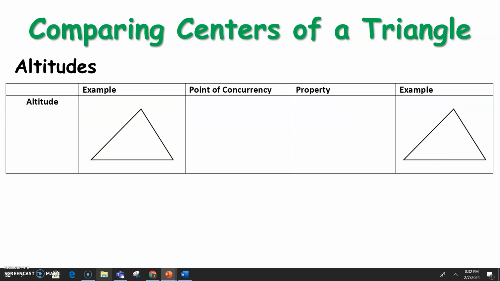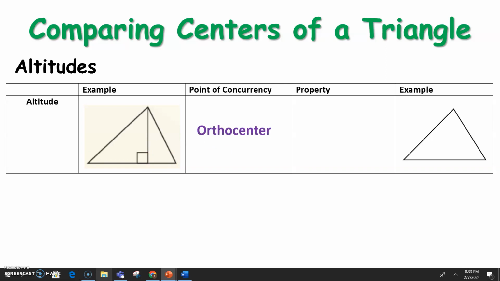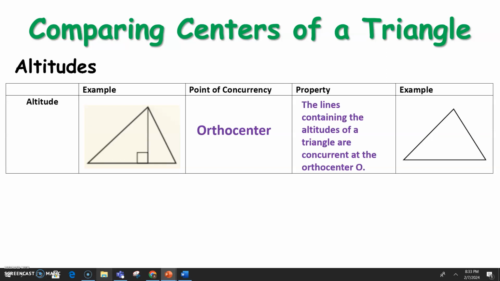Lastly, we learned about altitudes, and we said an altitude was kind of like the height of the triangle, and it was constructed using a perpendicular line from the vertex to the base of a triangle. If we drew all of these, we got what was called the orthocenter. And the orthocenter, the lines containing the altitudes were concurrent at the orthocenter. There wasn't really any special property here.